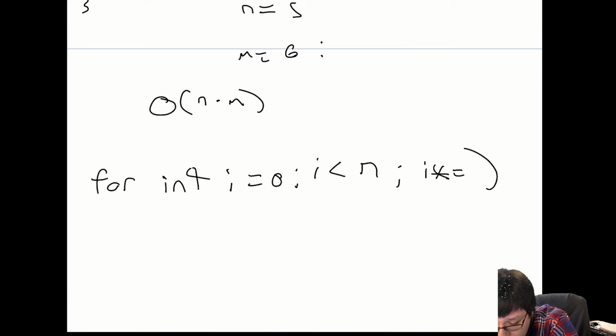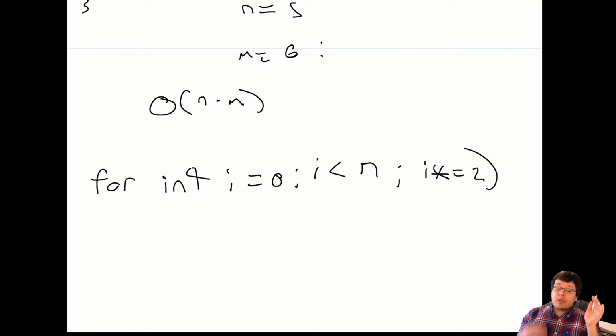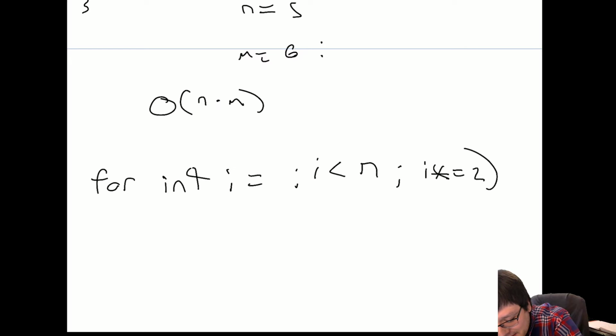i times equals 2. Okay? That means i equals i times 2. This one's also going to run forever. Do you see why this one was going to run forever? It's because i is 0 and it's going to keep multiplying times 0. So here. Now it's not going to run forever.